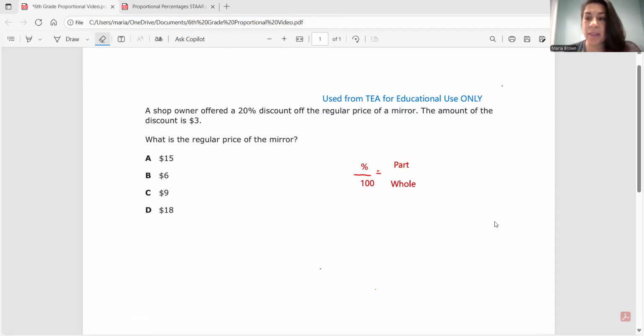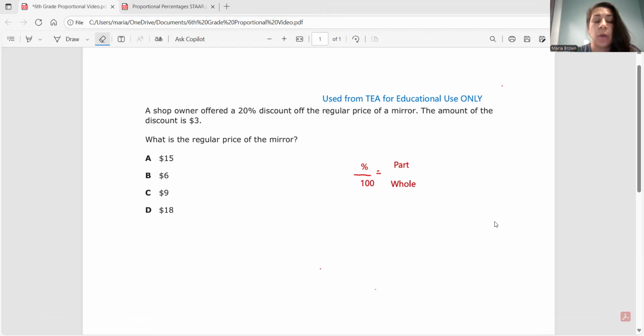Hey everyone, this is video 3 of proportional percentages. Right now we are going to go over some STAAR examples of what this may look like on the test. If you haven't watched video 1 or 2, go back and do that on the Forget Me Not classroom to make sure that you fully understand how to do the problem before you try to do it within a word problem form.